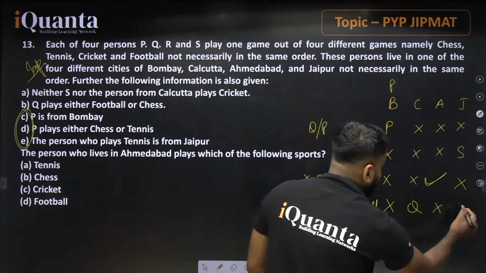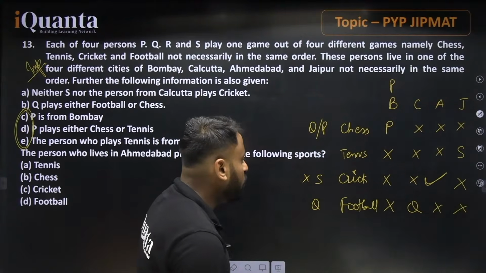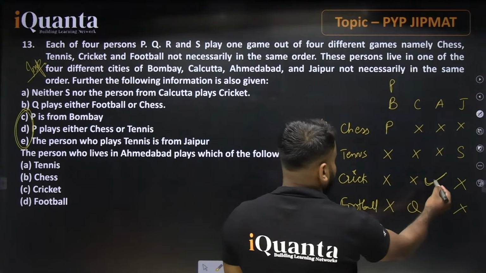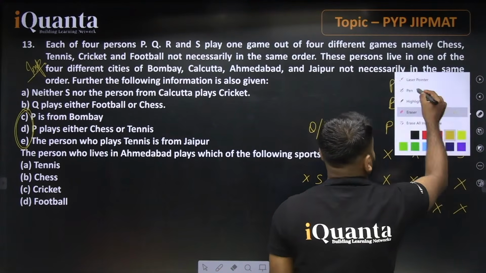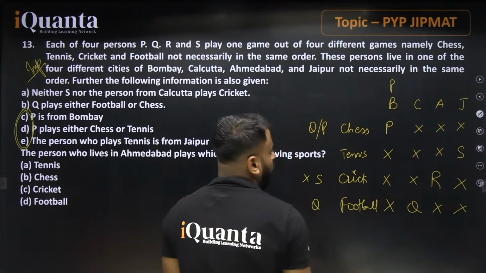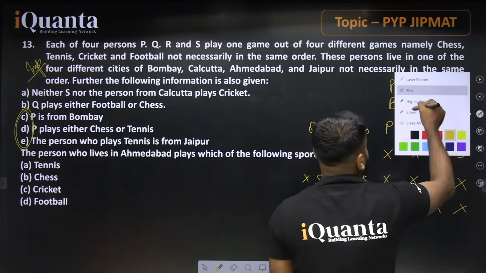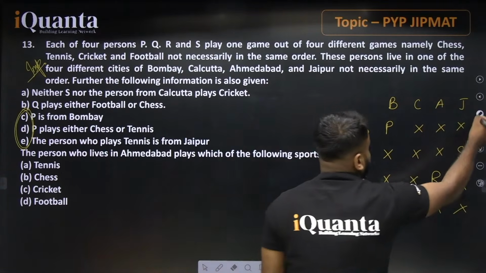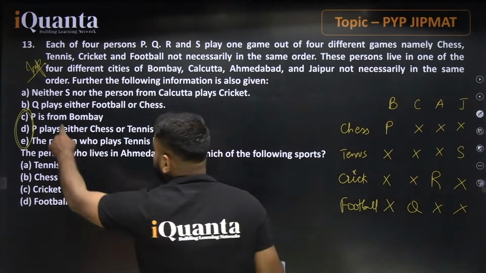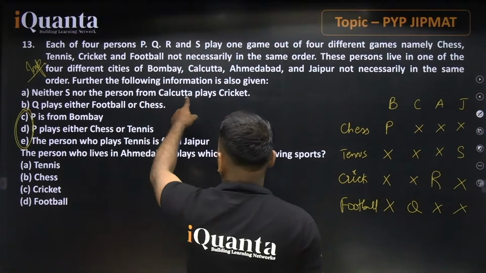So we will just cross all these things. Now you can say that here the value is R. We will just put R over here. Now we have all the possibilities mentioned in the question. You can just check it: the first statement was saying that neither S nor the person from Calcutta plays cricket.